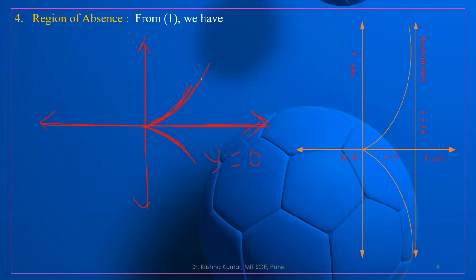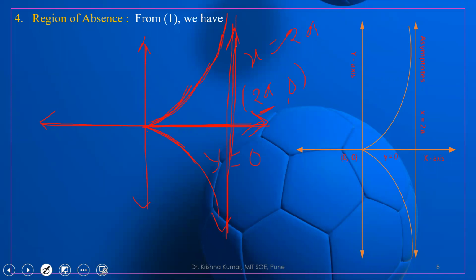Again, look here. What is the asymptote parallel to the y-axis? x equal to 2a. This is the asymptote, x equal to 2a. It is the asymptote parallel to the y-axis. So what is the meaning of an asymptote? It is at a finite distance. What is the distance from this to this point? It is 2a. So this line is the asymptote, which is at a finite distance 2a from the curve, but it will touch at infinity. So we can get the approximate shape of the curve like this.